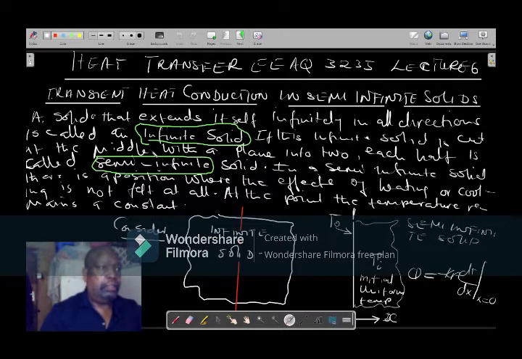Now let us first of all discuss what an infinite solid is, or what a semi-infinite solid is. A solid that extends itself infinitely in all directions is called an infinite solid. So we have a solid here that is extending itself infinitely in all directions.